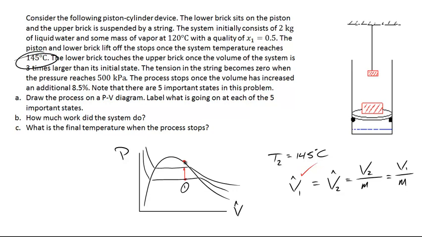So now we know everything about state 2. So you've solved that part of it. The dot is just to the right in the two-phase envelope. What happens in state 3 now? Well, in state 2, the brick just lifted off the stops, right? And now you're going from the bottom all the way to just before. So what's happening between states 2 and 3?